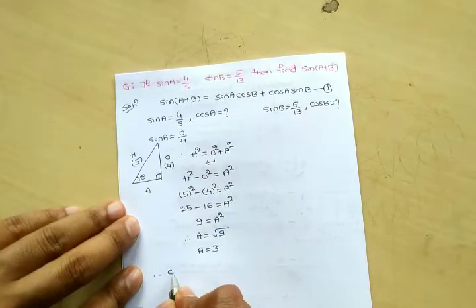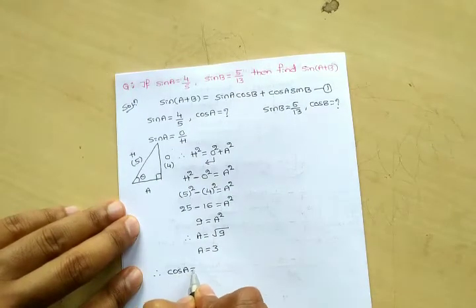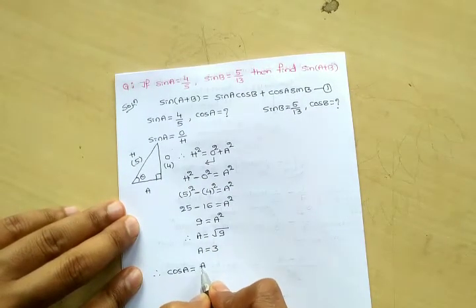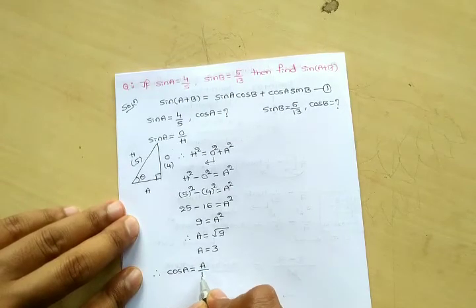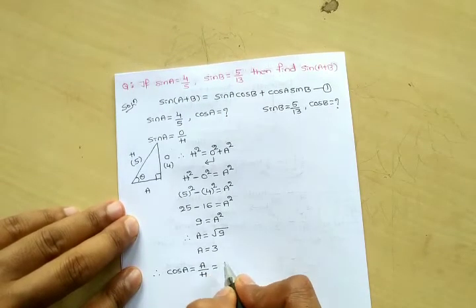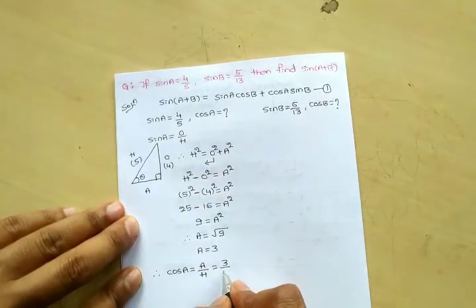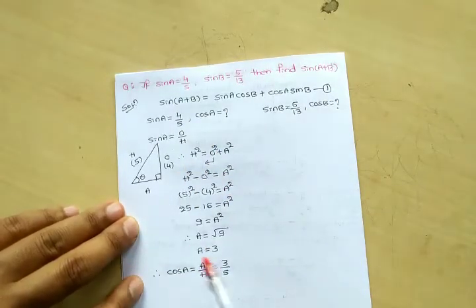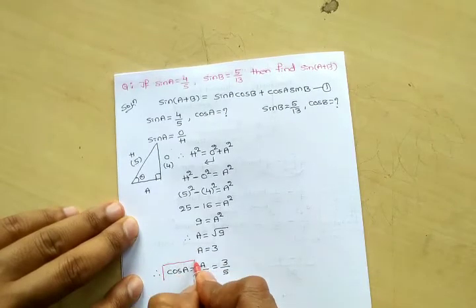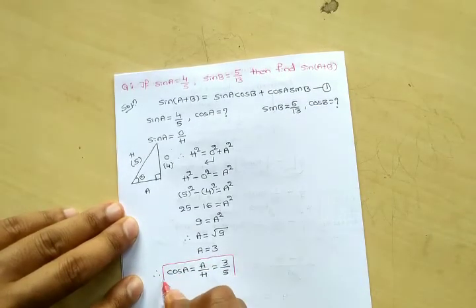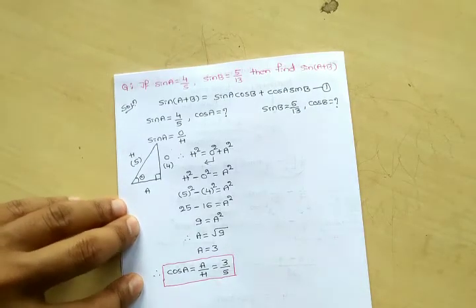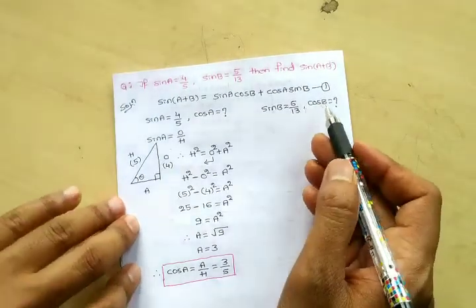Therefore you need which value here? Cos A. Cos A is equal to, what is the formula? Adjacent side divided by hypotenuse side. So adjacent side is 3 and hypotenuse side is 5. So you got the first value. Finally you got the one value, that is cos A, correct? Similarly, the same process you need to apply here also.